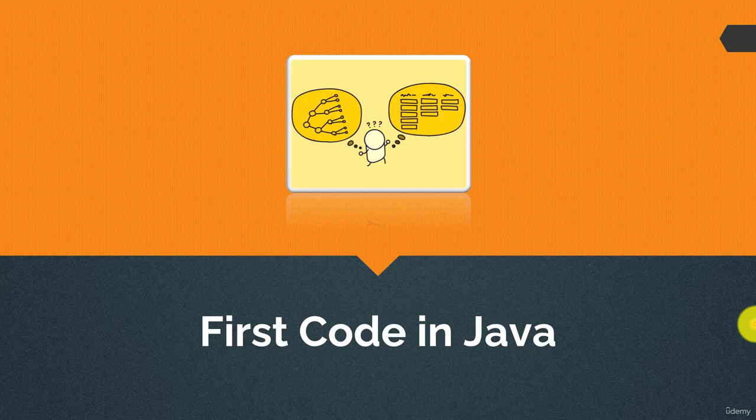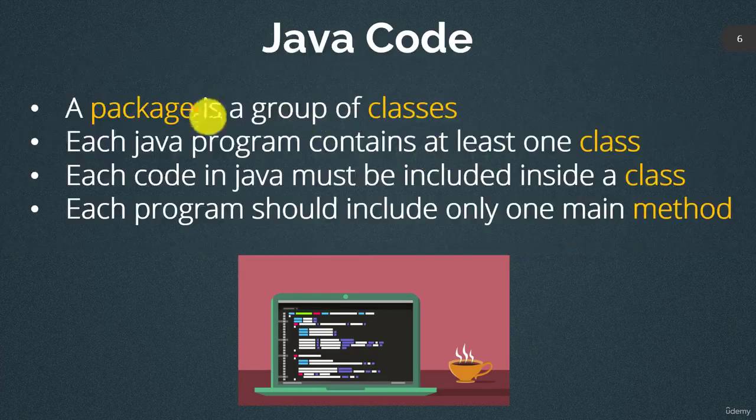Now we are ready to write our first code in Java. Before we write our code, we need to understand some basic concepts. In Java code, we have something that's called a package. And the package is like a folder that consists of a group of classes. So now we have two important definitions, the package and the class. The classes of our code are inside the packages.